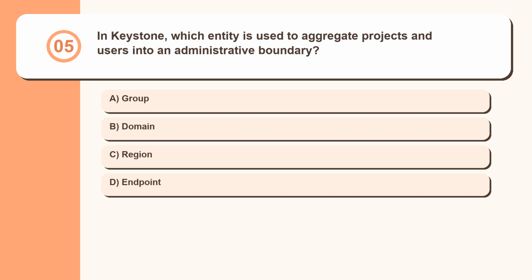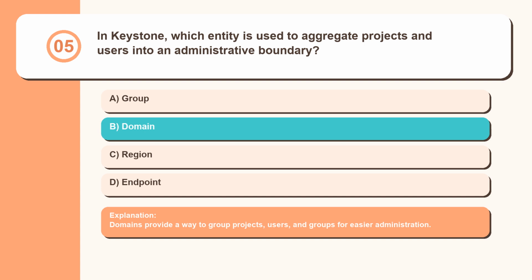Question 5. In Keystone, which entity is used to aggregate projects and users into an administrative boundary: group, domain, region, endpoint? Domains provide a way to group projects, users, and groups for easier administration.